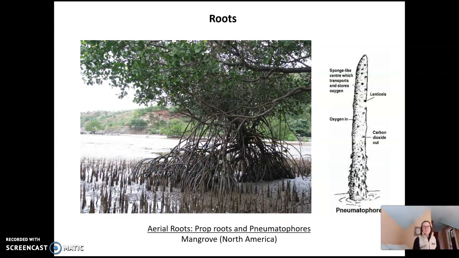Some other aerial roots are shown here. These are prop roots and pneumatophores. You don't really have to know that term pneumatophore. It's a specialized type of root. This is a mangrove, and there are lots of mangroves in Puerto Rico and down around Florida. It's more tropical, and these are little roots that are coming up for the tree, propping it up, keeping it steady. So it not only anchors but props this tree.